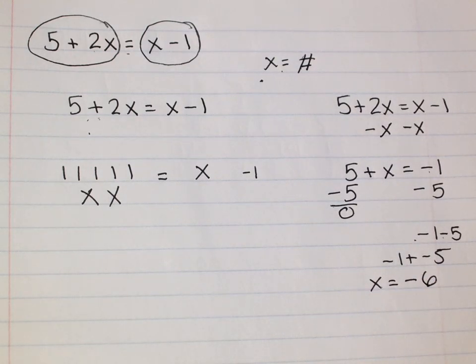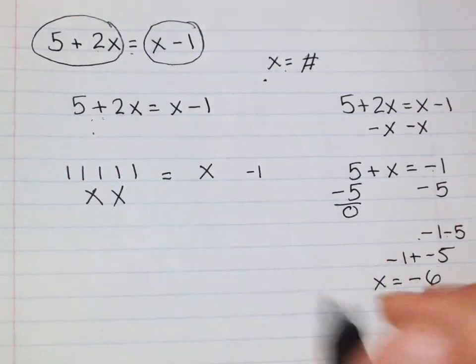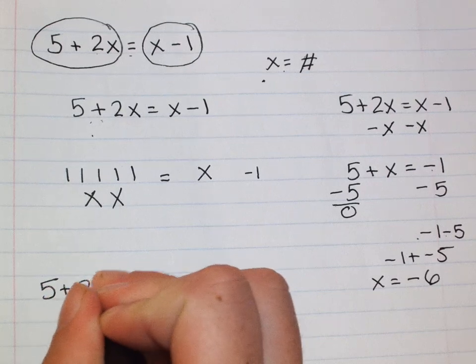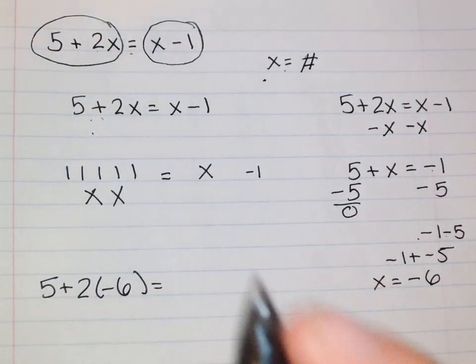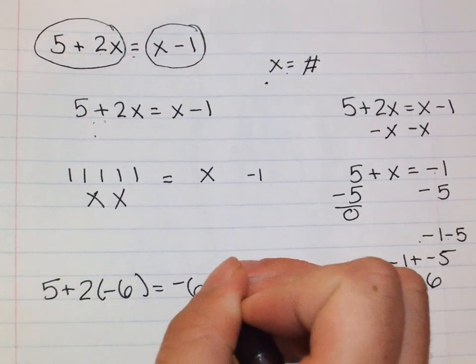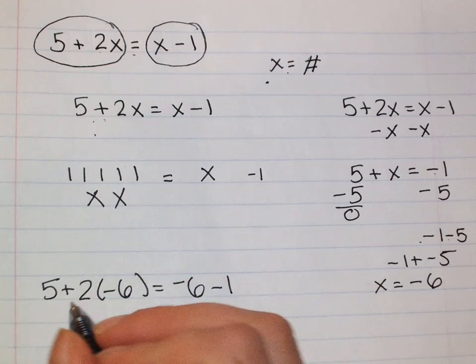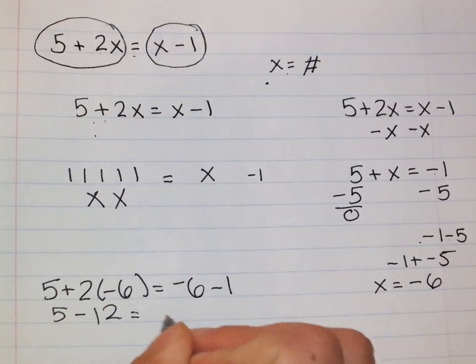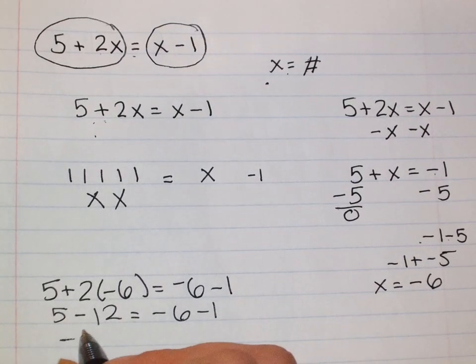And I'm going to test this out to see if it works. So I'm going to plug this negative 6 back in. So I'm going to say 5 plus 2 times negative 6 is the same as negative 6 minus 1. 2 times negative 6 is negative 12, so this is 5 minus 12 equals negative 6 minus 1. 5 minus 12 is negative 7.